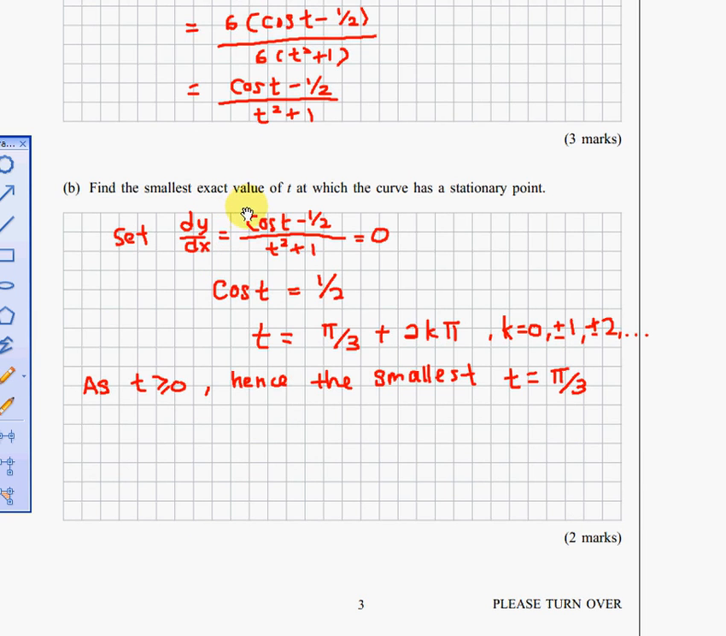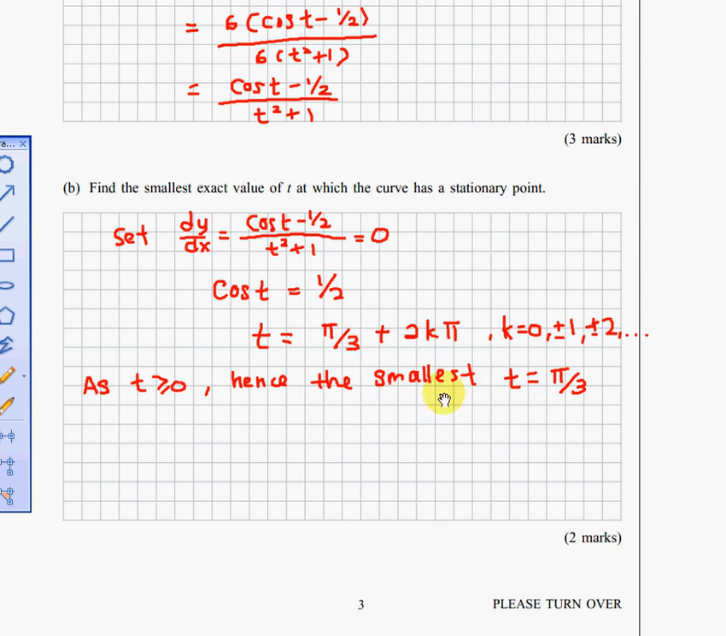Now find the smallest exact value. And so, where it has a stationary point, you set dy/dx to 0, right? And then you try to solve for t, and you should actually put t in general solution first, where k can be any integer, and only then you cite the reason why t is pi over 3, because given earlier that t is greater or equal to 0, hence the smallest t must be pi over 3. Okay, general solution, then pi over 3 with a supporting reason.